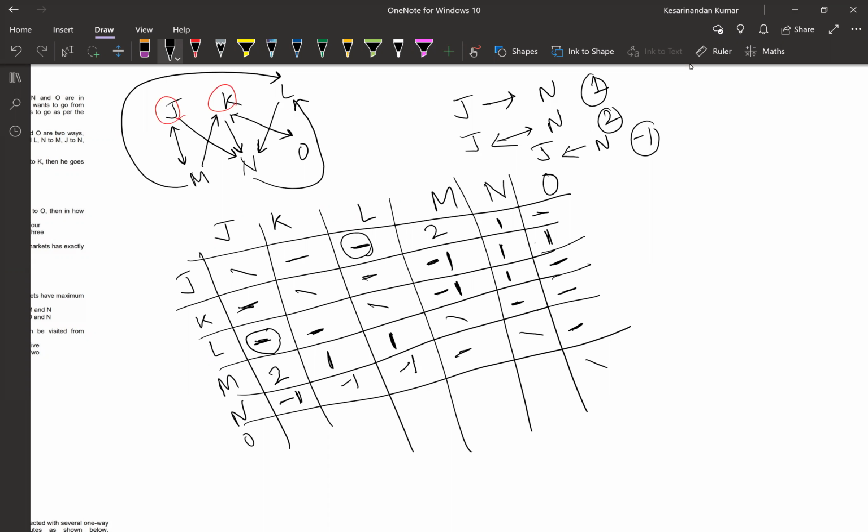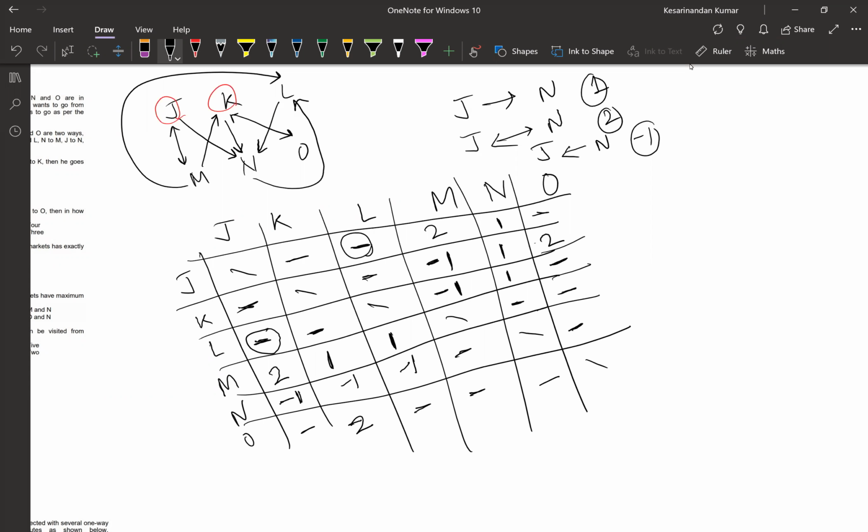Similarly, let's move to O. O to J, not possible. O to K, there is, and it's a double road. Okay, so we missed one here. It's a double road here as well. Now O to L, there is no road. O to M, there is no road. O to N, there is no road. That's it. This is what our table will be, and it is done.